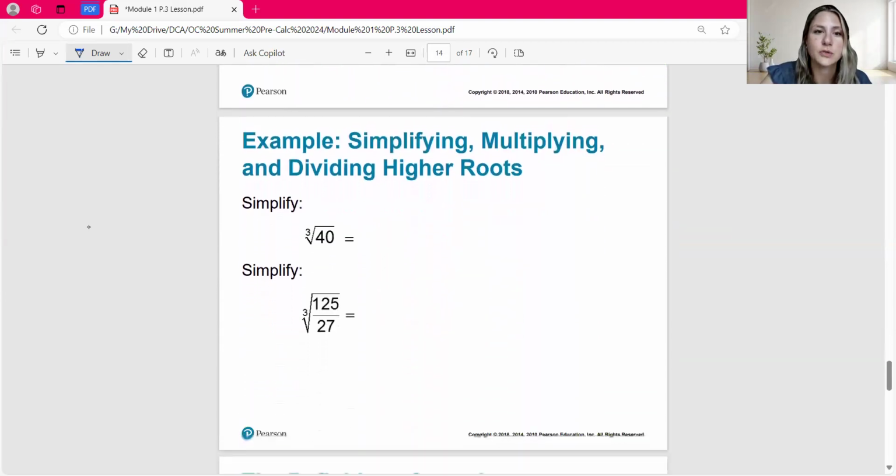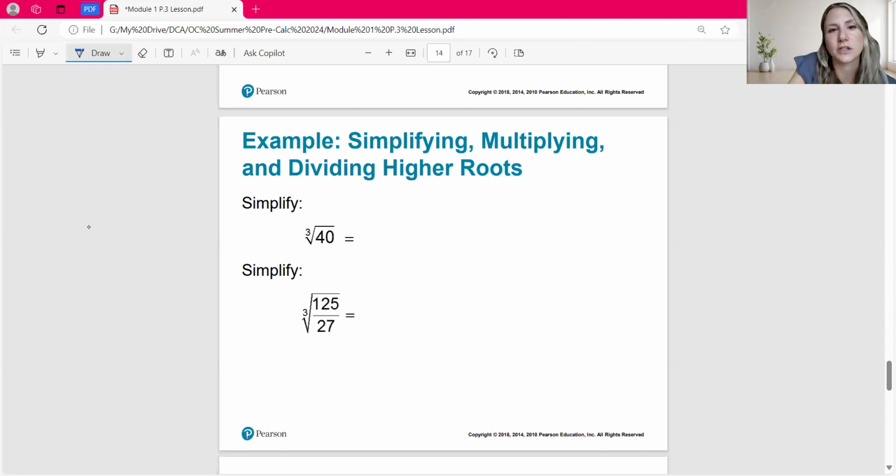Simplifying radicals of higher indexes. So notice these are cubes. I've got the cube root of 40 instead of the square root of 40. There's a couple ways you might have learned how to do this. I'm just going to review it with a factor tree.